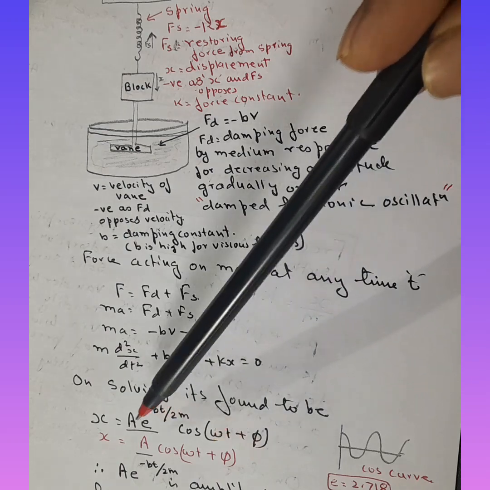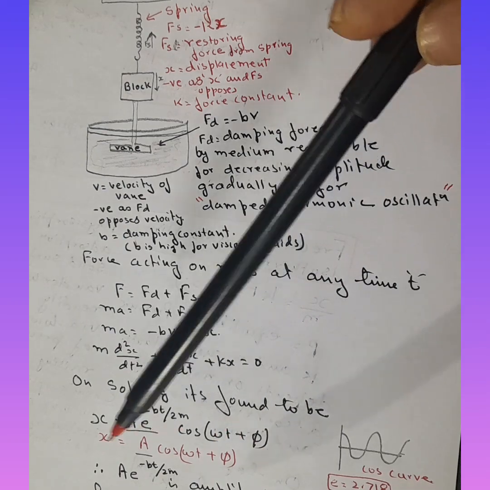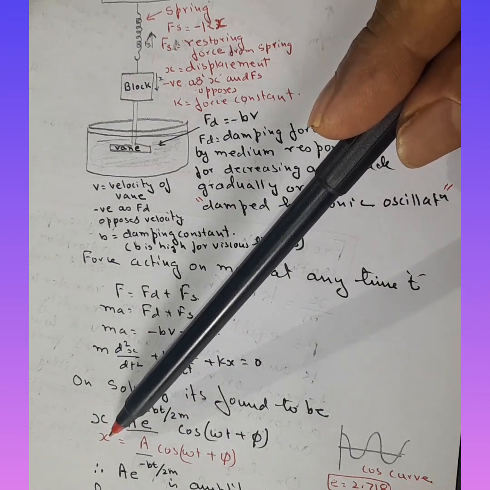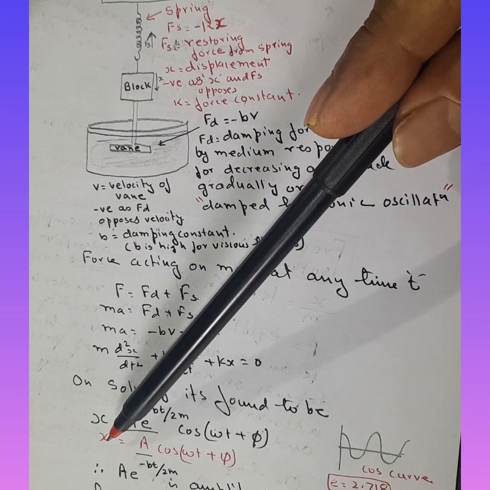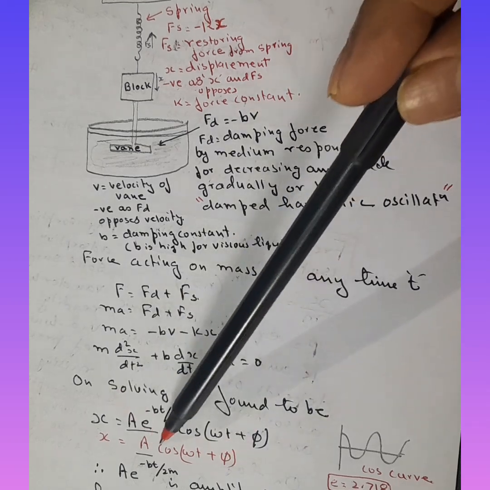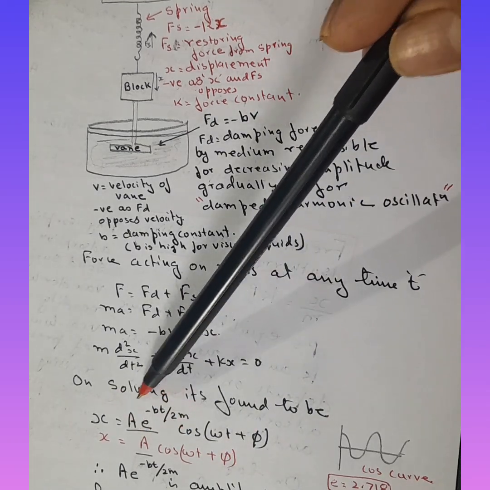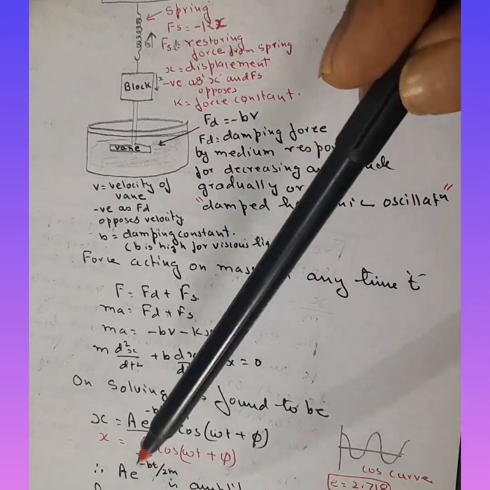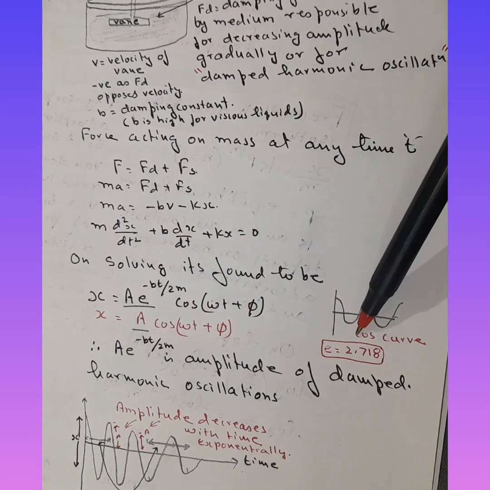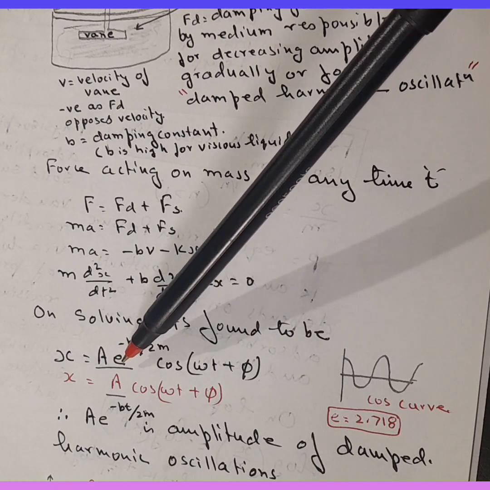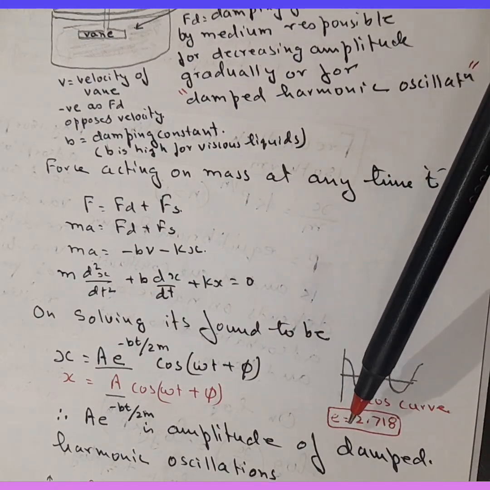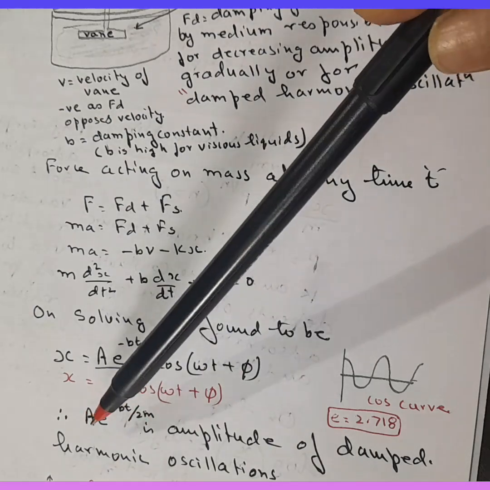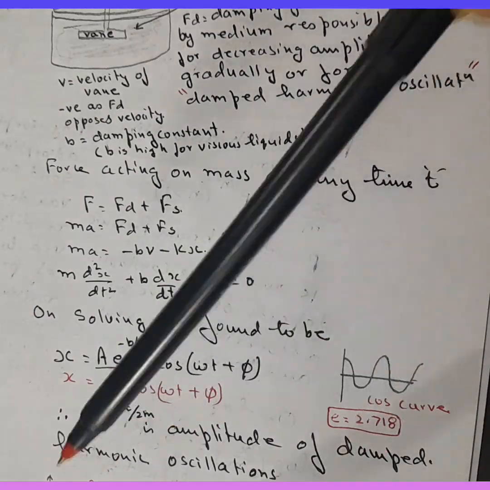Now this itself says that it's SHM, and this part which is there is a constant. What I have referred to over here is the normal equation that we have for SHM: x is equal to A cos omega t plus phi. So this follows the same pattern, and this becomes the amplitude for our setup. And it's a cos curve. Another thing I intended to let you know is that e is a constant, the value of which is 2.718. Therefore, A e raised to minus bt over 2m is the amplitude of damped harmonic oscillation.